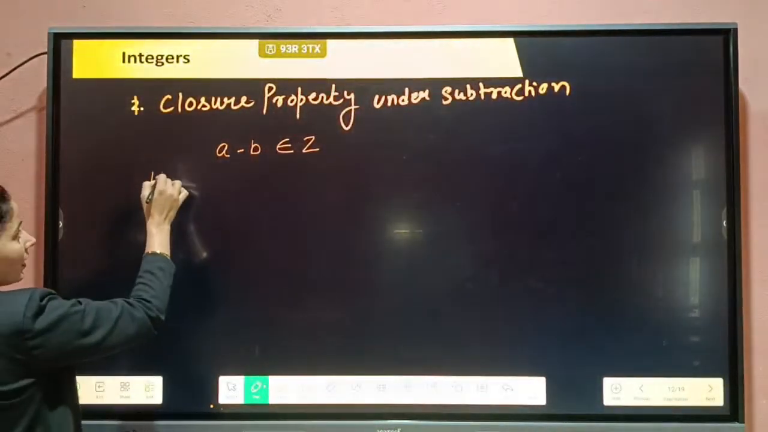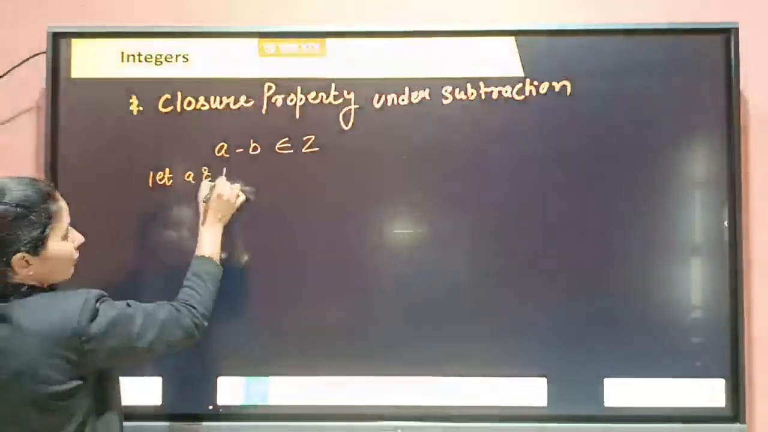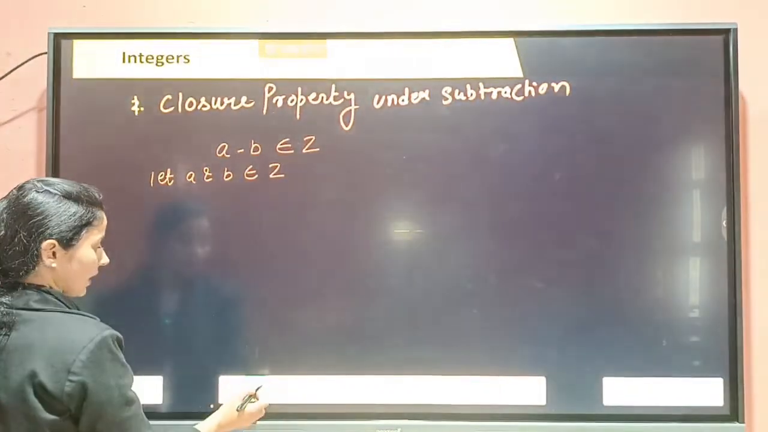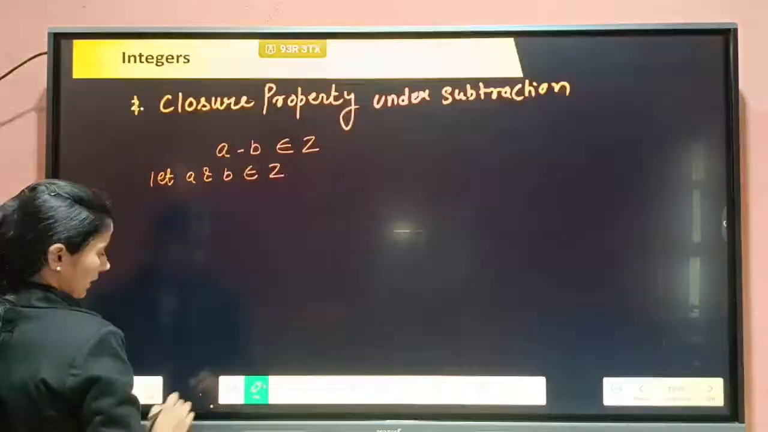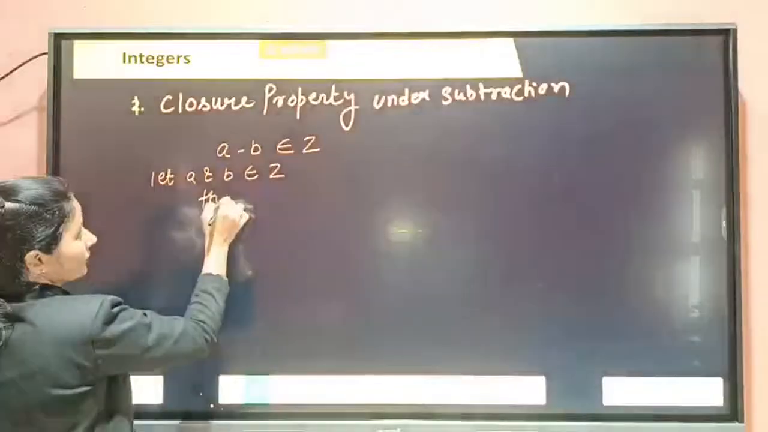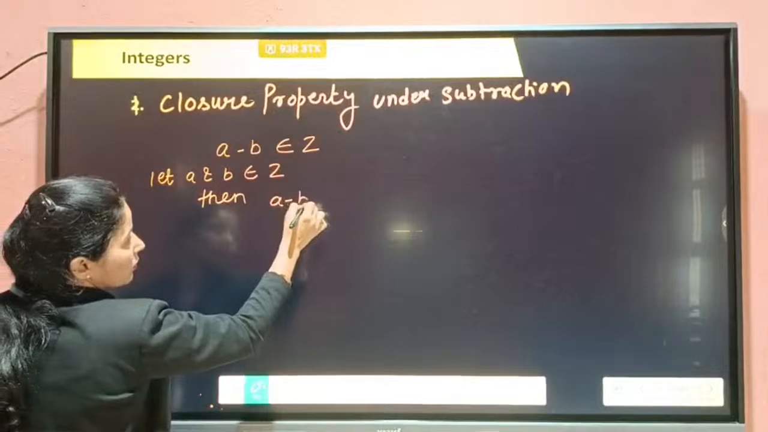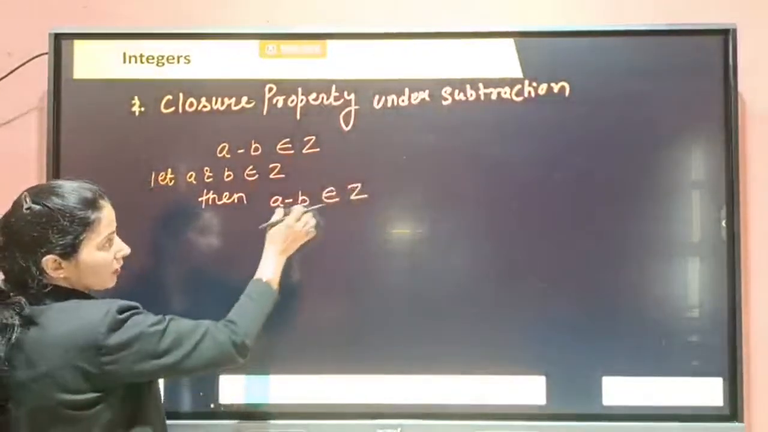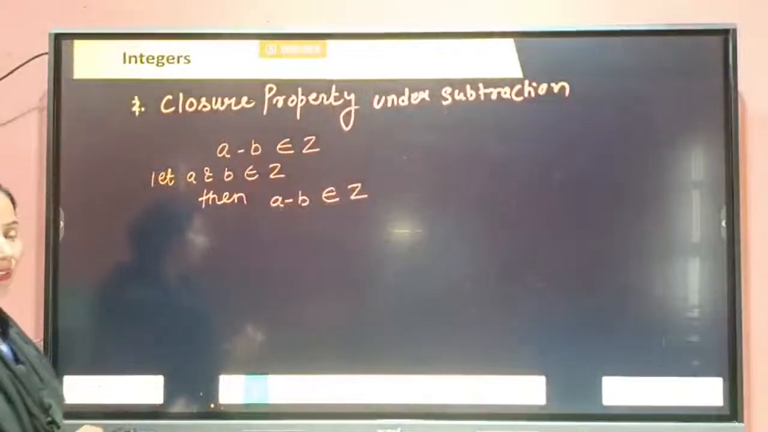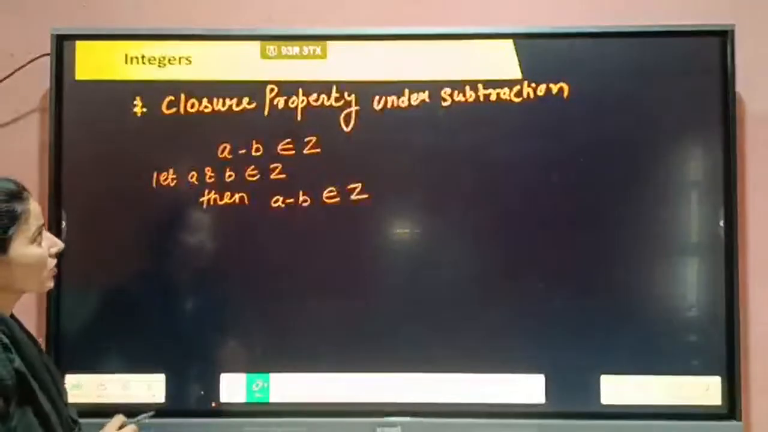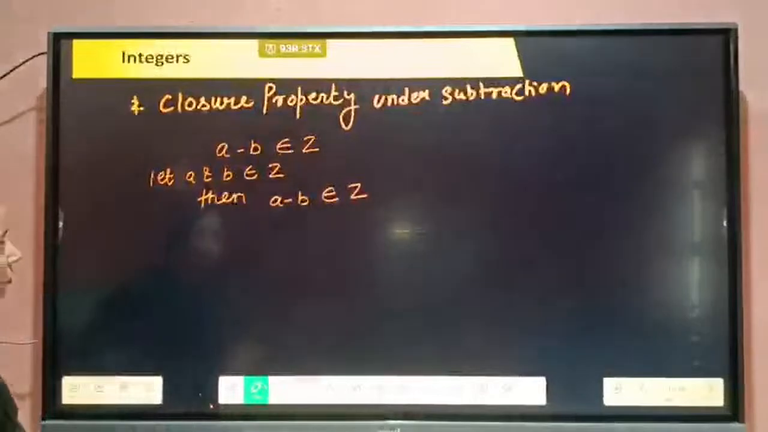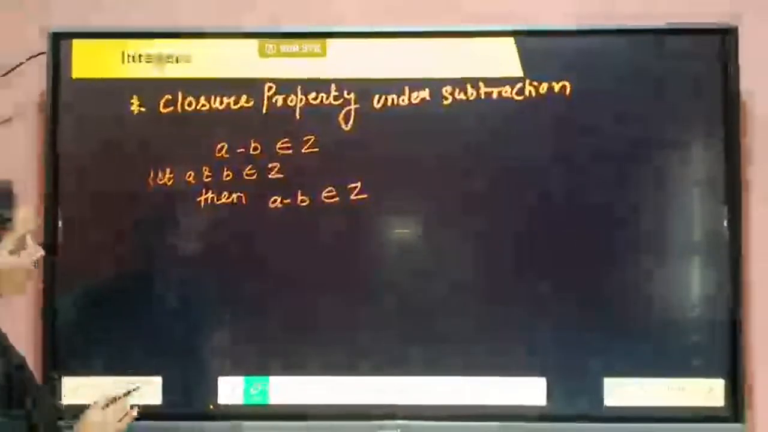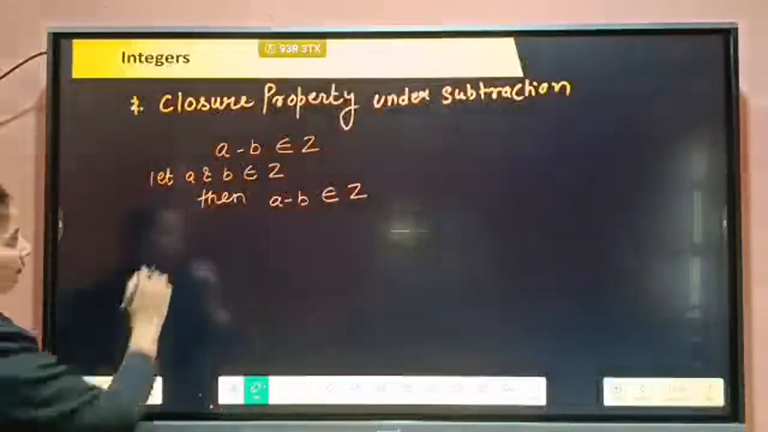You will write: let A and B belong to integers, then A minus B must belong to integers. If it belongs to integers, then we can say subtraction is closed. Let us check this property by taking a particular example.